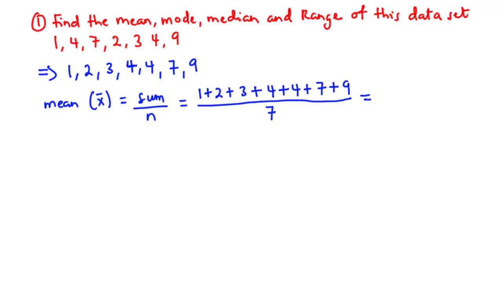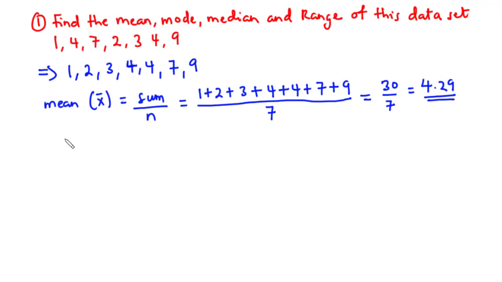Now 1 plus 2 plus 3 plus 4 plus 4 plus 7 plus 9 gives 30. So we have 30 divided by 7. And 30 divided by 7 is approximately 4.29. So we have our mean to be 4.29.